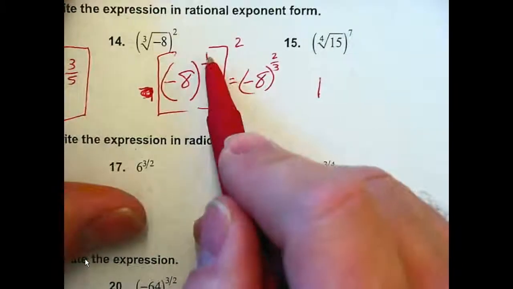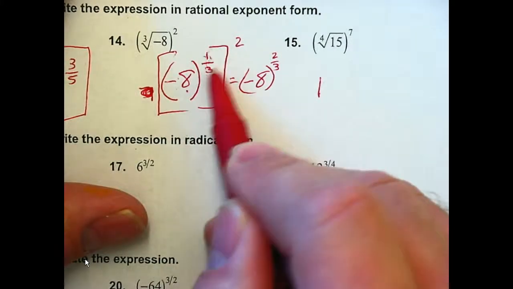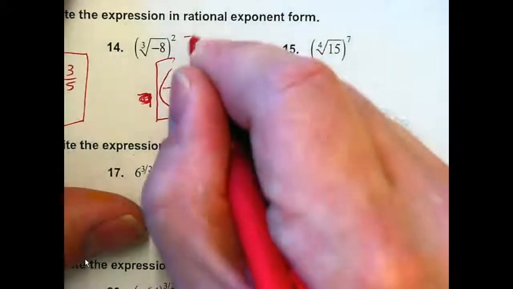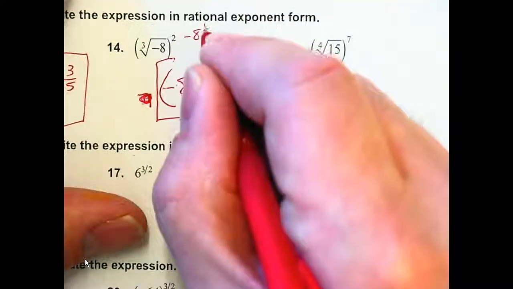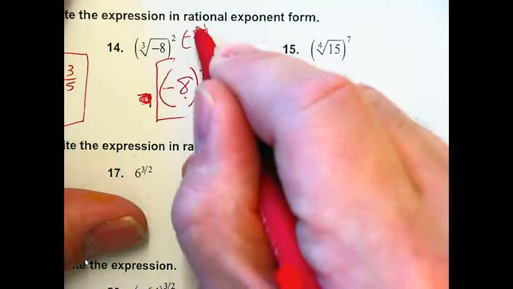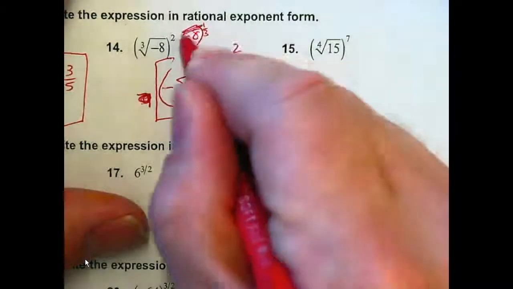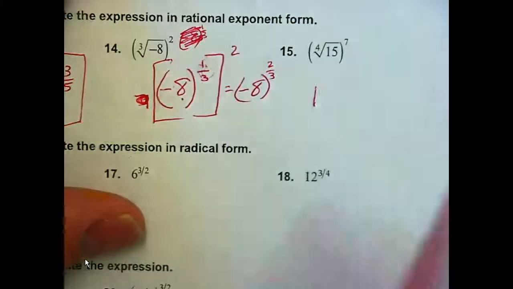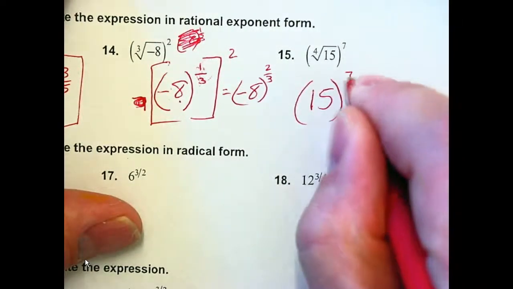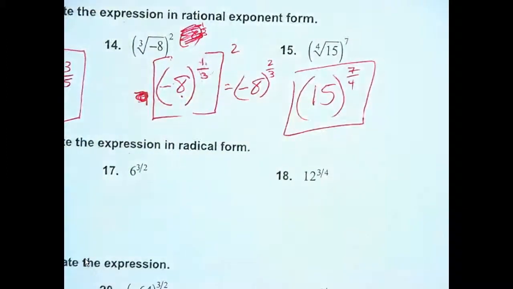Yes, Sarah? Well, that just means you have to raise the whole thing to the 1/3 power when you have that negative number in. Okay, if you don't put parentheses around it, if you write it like that, you're only raising the 8 to the 1/3 power. Then it's -1. Yeah, you've got to put parentheses around it. Okay, so 15 is 7/4. You don't have to have the parentheses on that.